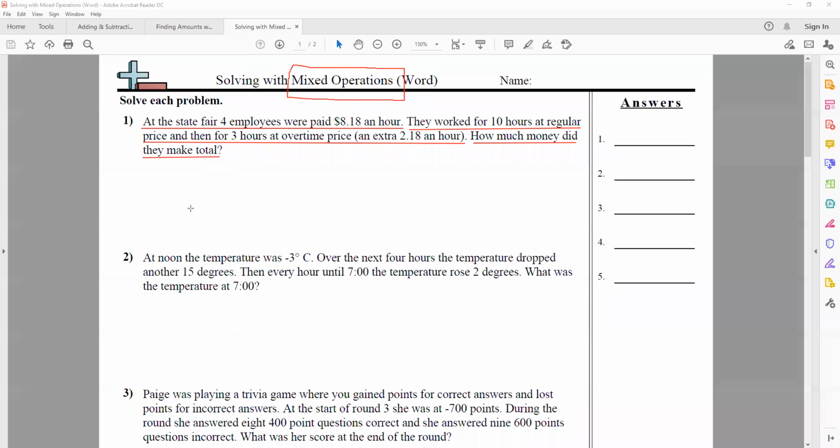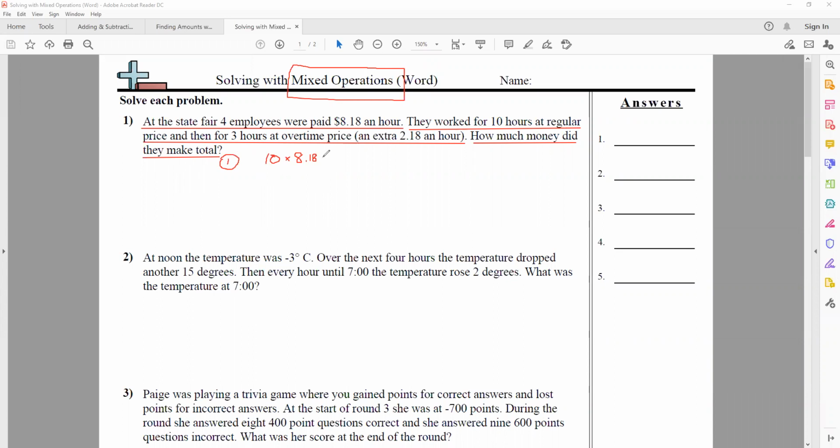Okay, so what do you think? What are the steps? What is step 1? Okay, step 1. So 10 times $8.18. Okay, so the second step would be 3 times 2.18. No, hold on. Hey, I'm not done yet. Okay, so you get $81.80. Now hold on, time out.